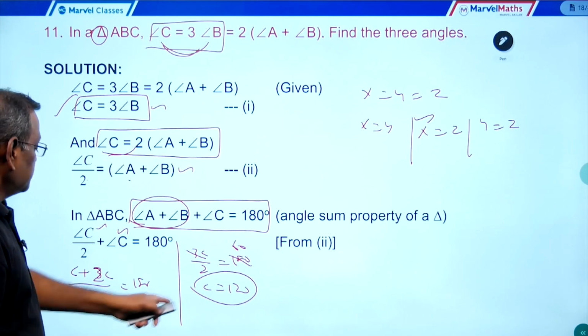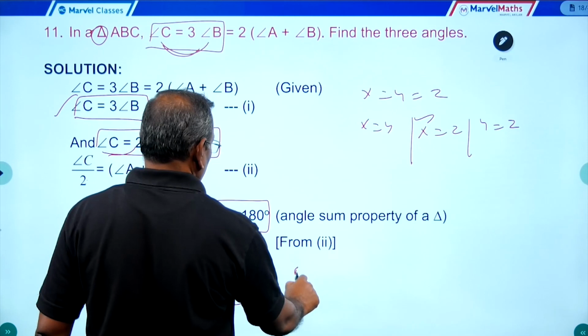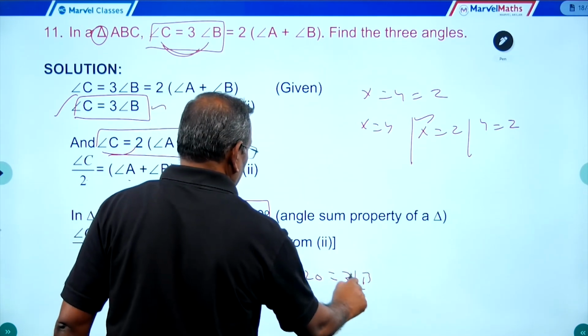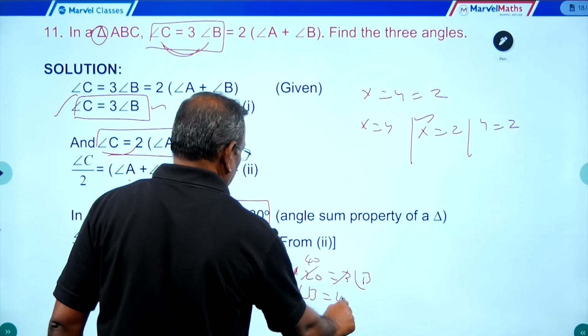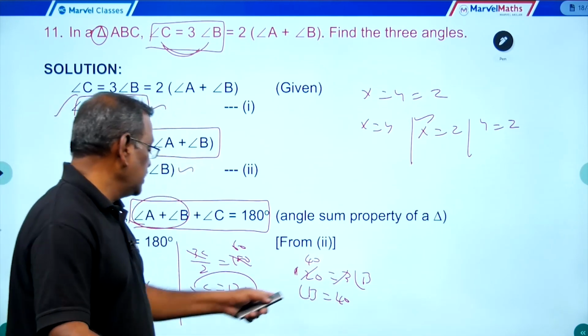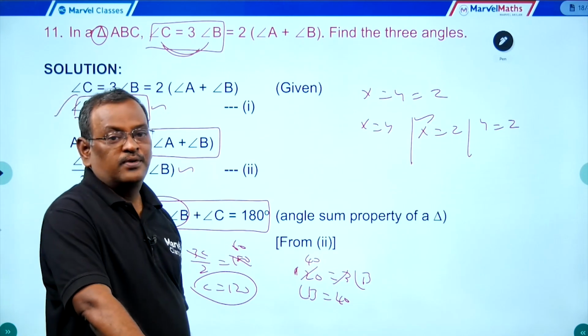Next, substitute C equal to 120 here. If I substitute C equal to 120, 120 equal to 3 times measure angle B, and this is 40. So what is measure angle B equal to? 40. So one angle is 120, another angle is 40. 120 plus 40, 160. The remaining angle, measure angle A, equal to 20 degree.